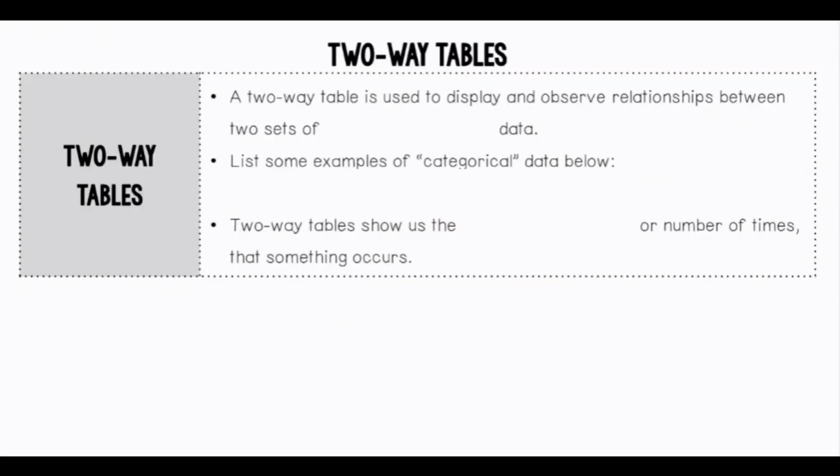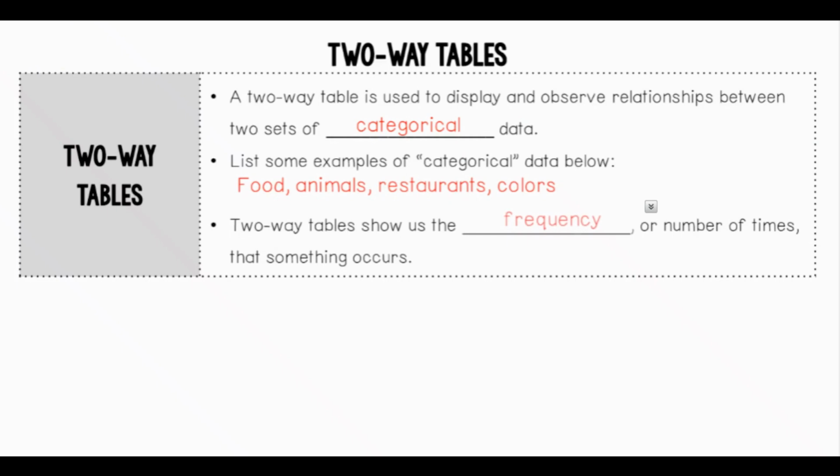Looking at what two-way tables are, a two-way table is used to display and observe relationships between two sets of categorical data, or data that I can group based off of similarities. Some examples of categorical data could be foods, animals, restaurants, or colors. Two-way tables show us the frequency, or the number of times that something occurs, so we can see whether or not something occurs more or less than other things.